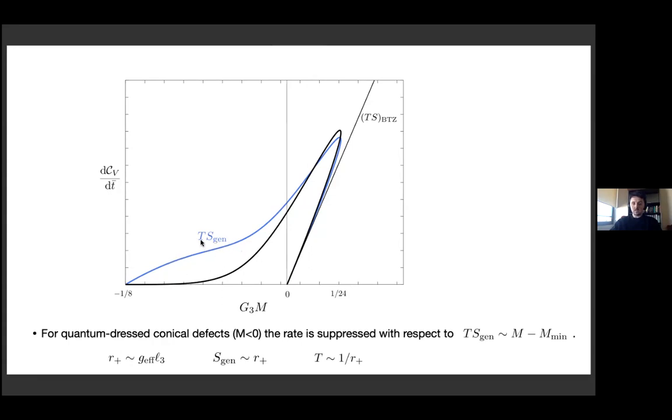And the reason is that this T times S in 3 dimensions, so the Smarr relation for small black holes in 3 dimensions, doesn't depend on the Schwarzschild radius. So the temperature of a small black hole is inversely proportional to the radius, and the entropy is proportional to the radius, and then the product of the two, so the T times S-gen, is independent of the Schwarzschild radius of the black hole. And for these small black holes, the Schwarzschild radius is proportional to the effective coupling of the CFT, basically because they are created from semi-classical backreaction. So the rate of growth of volume is a quantum effect, whereas T times S-gen, in 3 dimensions, with this particular scaling of things, is independent of the effective coupling.